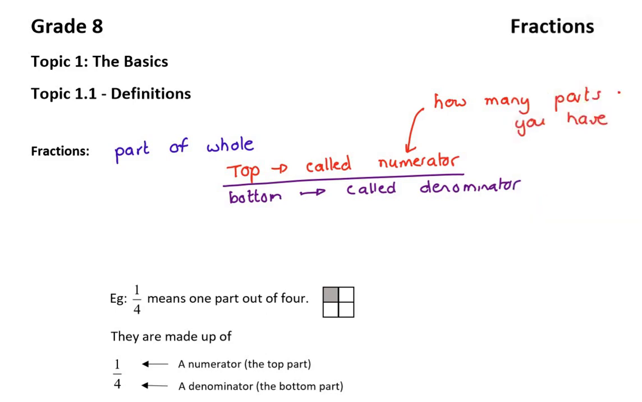Now, our denominator means how many parts the whole is divided into. I'm going to say this again because I really think that if people can understand this definition, then fractions are quite easy. So the numerator, or the top of the fraction, is how many parts you have, or how many parts you're interested in. And the denominator is how many parts the whole is divided into.